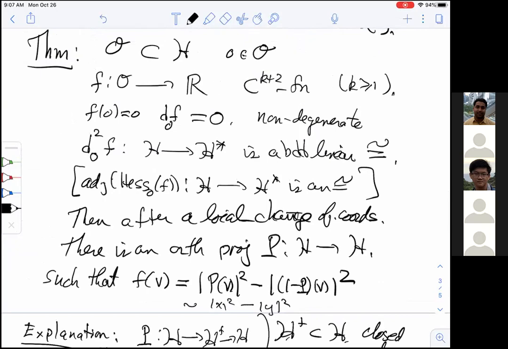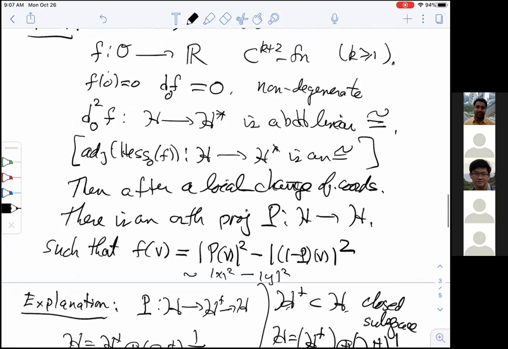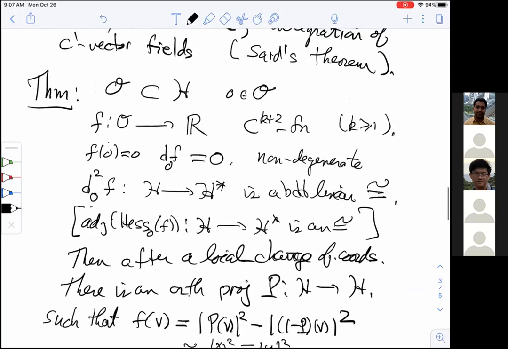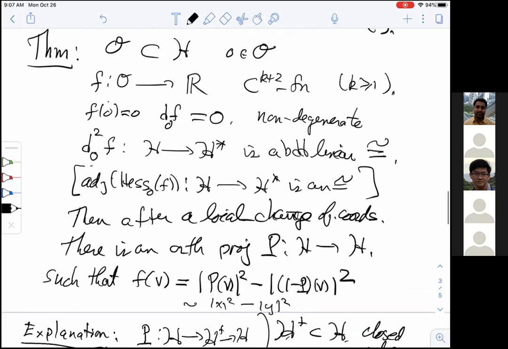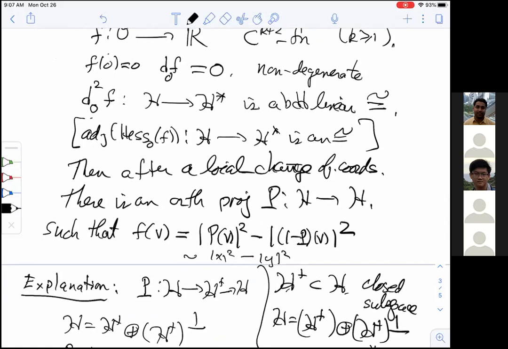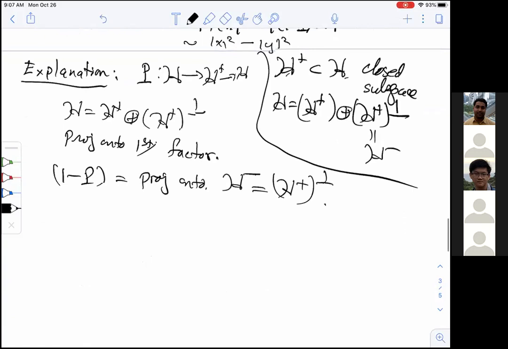You have a non-degenerate critical point. F of zero is zero and the differential vanishes, but the critical point is non-degenerate in that this bilinear form or its adjoint is a bounded linear isomorphism. Then you can change coordinates until the Hilbert space splits as an orthogonal sum of two Hilbert subspaces. And the value of the function is the norm of the projection onto the positive space minus the norm of the projection onto the negative space. Exactly, if you restrict this to finite dimensions, you will get the usual statement.